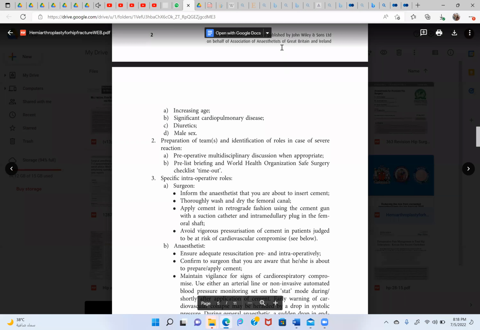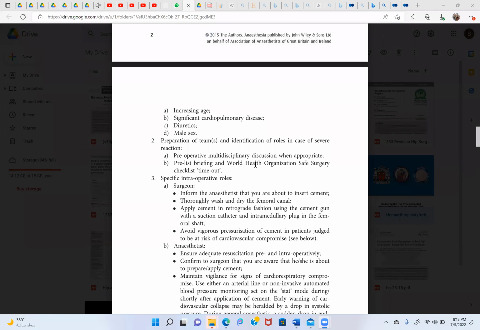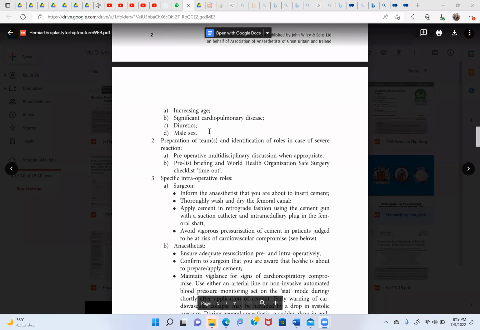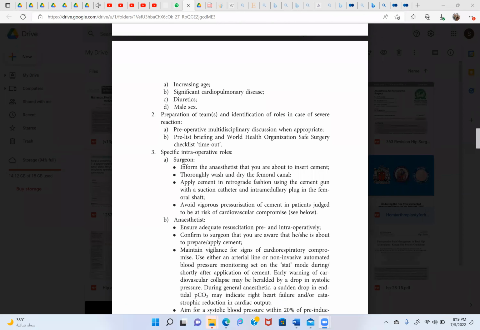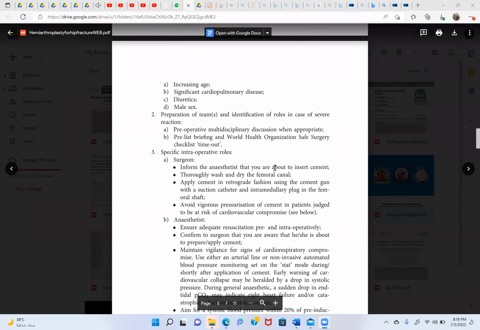Sodium electrolyte, sodium potassium pump, not working. It is related to hyponatremia, because hyponatremia is one of the factors for postoperative delirium. So diuretics, of course, and other electrolytes as well, but in old age hyponatremia is a big problem. So specific roles inform the anesthetist related to the surgeon when they are doing it.